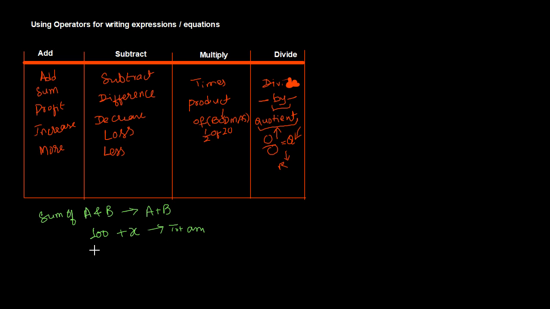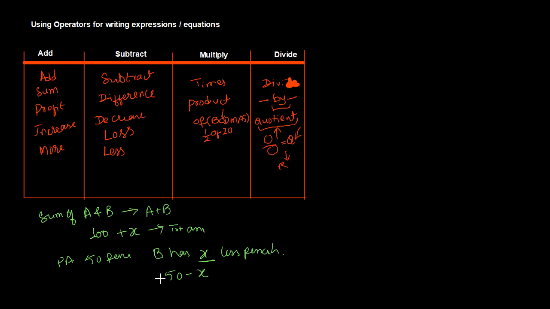Same thing goes with increase. Difference, decrease or less. Let's say some person A has 50 pencils, person B has X number of less pencils. What does that mean? This is the variable. So 50 minus X.